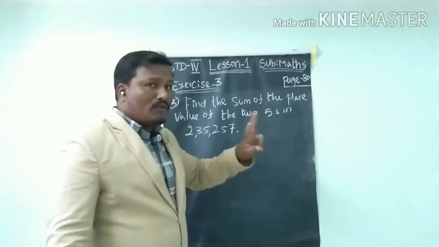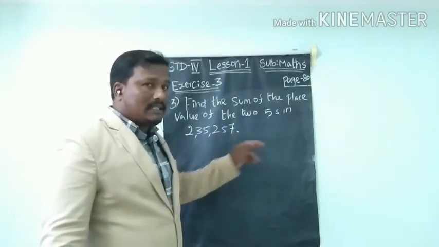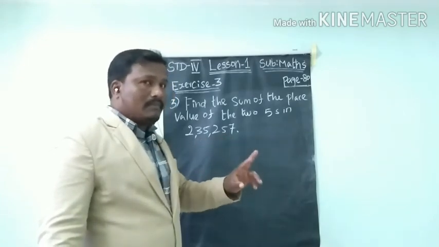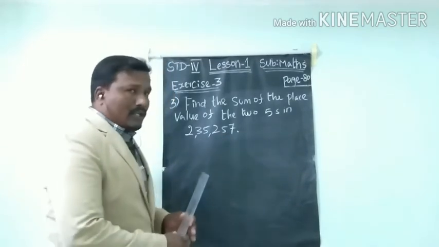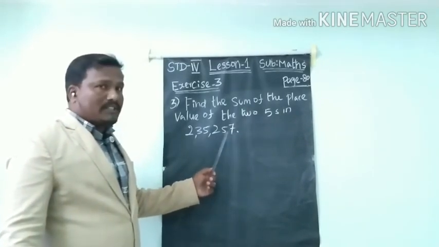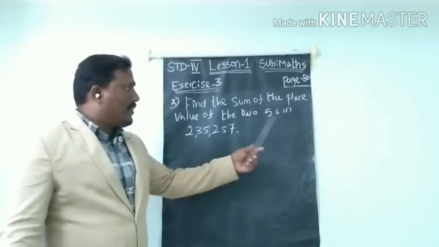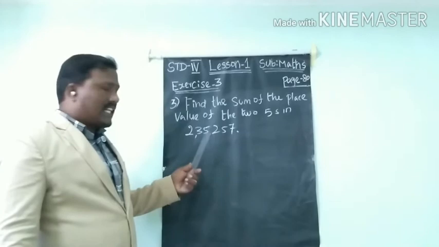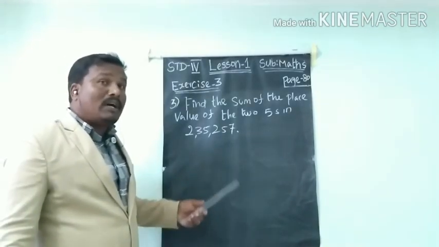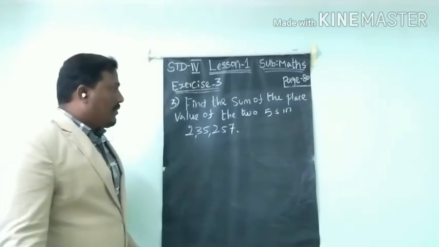Two fives means the number 5 will come twice in that same number. Okay. So we want to find out the sum of the two fives. I will tell you. Listen carefully. Here is one 5. First 5 is there. Then another 5. So two fives are there. That's why they have given two fives. So it's the first 5, it's the second 5. Now we want to find out the place value. After that we want to add the two place values. Okay. Let us see one by one.